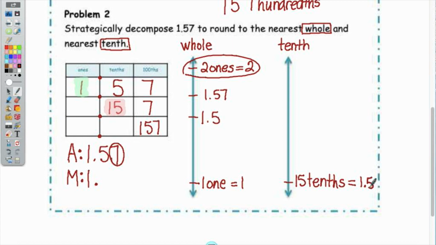1.5. So write it in standard form. What comes after 15? 16. 16 tenths. Write it down. And that's going to be 1 point, what? 6. Okay. So now for the midpoint.